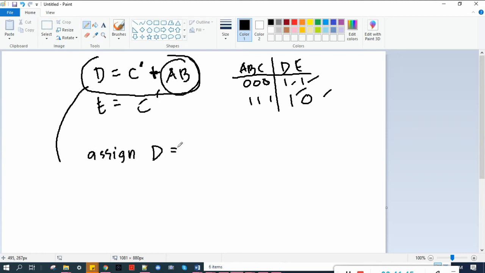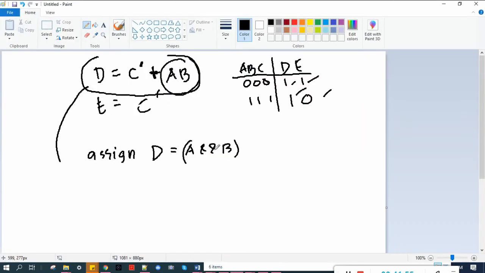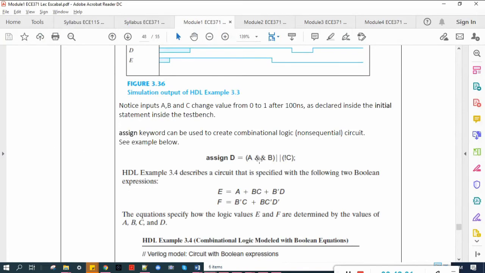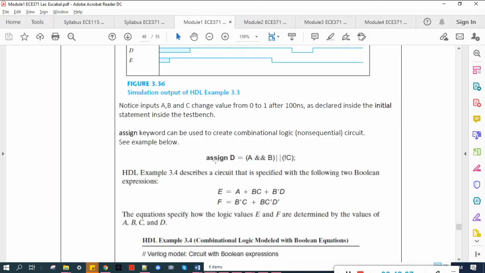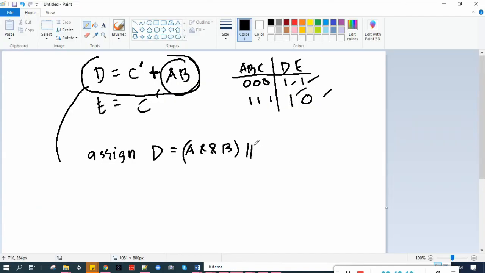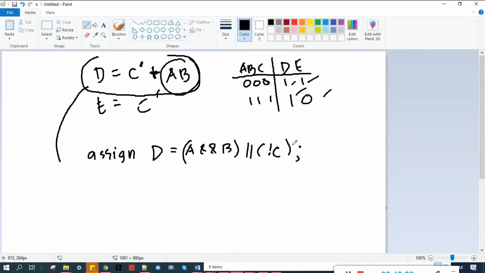Assign D is equal to A and B. Since this is a logic function, that's how we write AND, the two ampersand signs, then we close it in parentheses, and then this is for logic OR, equivalent to the plus here, and then not C for the inverter, then add a semicolon.